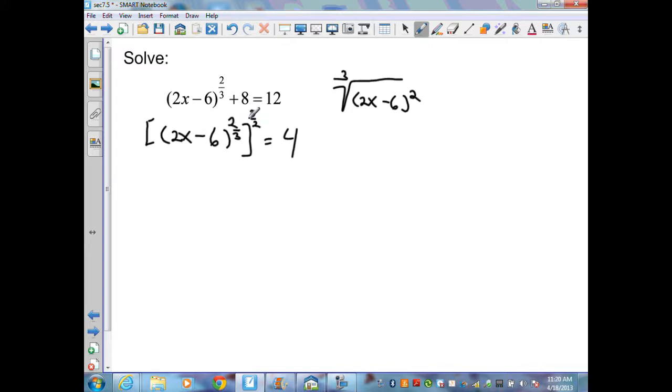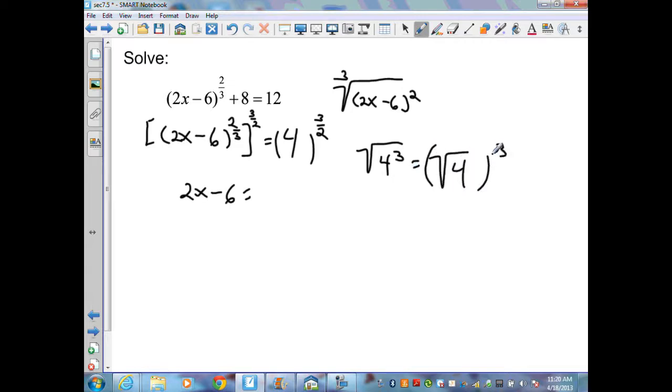And when I multiply that, that's going to give me 1. But I also have to remember to do that on the other side, which is 3/2. Power to the power gives me 1. I get 2x minus 6 is equal to, and recall, this is going to be 4 cubed, and I know I can do this. Take the square root of 4, and that would be cubed.